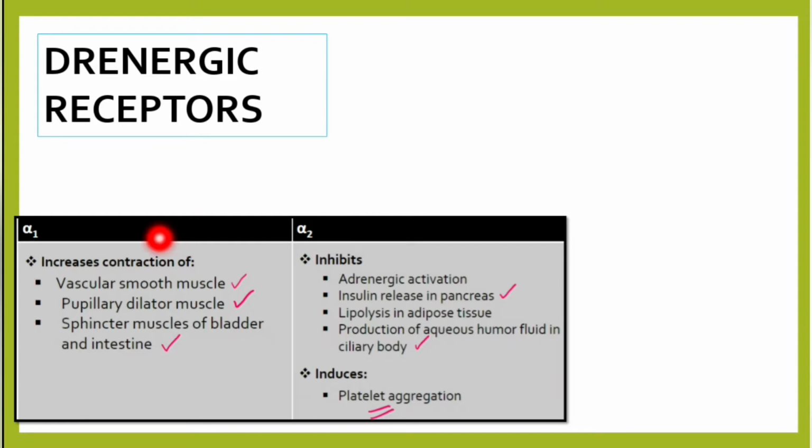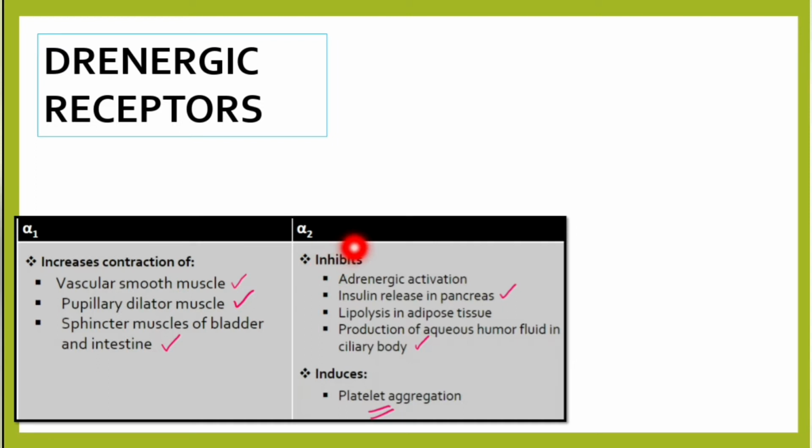Alpha-1, remember, is Gq, the smooth muscle contraction. So if you stimulate alpha-1, they will increase contraction of vascular smooth muscles, pupillary dilator muscle, the sphincter muscles of the bladder and intestine. You don't need to pee when you are fighting or when you are running.